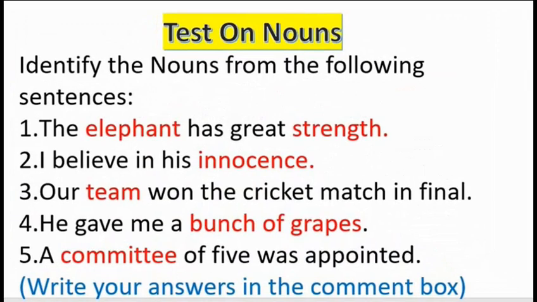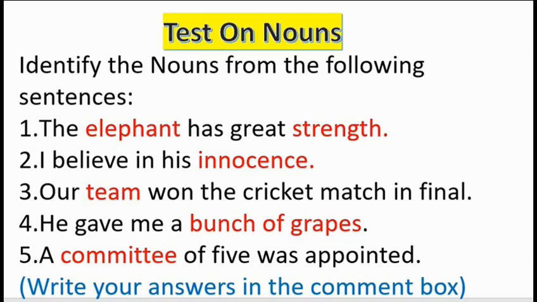If you understand this exercise, then you'll have a quiz or test. Identify these nouns of the following sentences. 5 questions are given to you. Actually, I have identified these nouns in red color. You have to identify what type of noun. You need to write your answers in the comment box, and check your answers with my answers, which are given in the description box. Then later you can write even your score also, out of 5 how much you got.